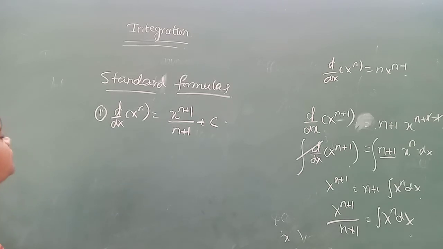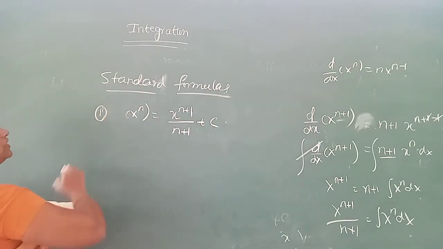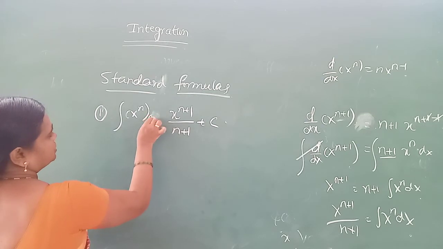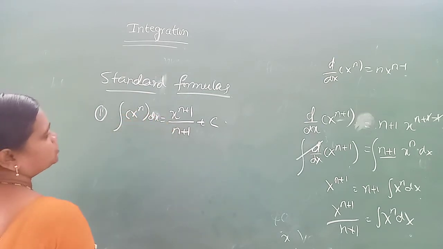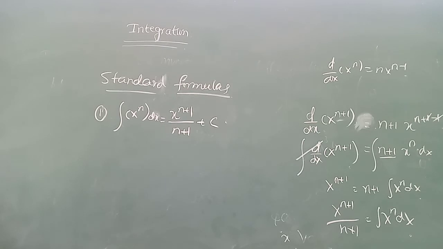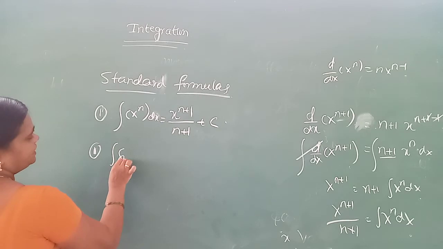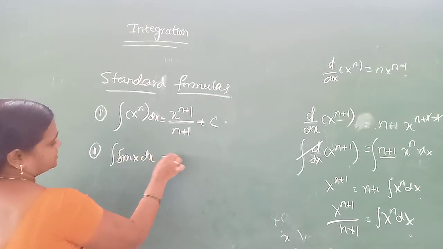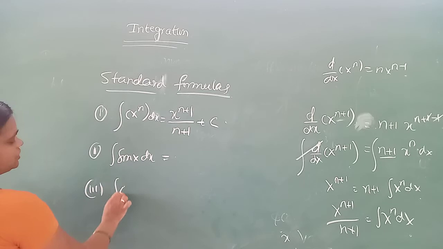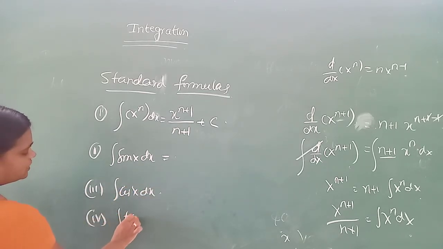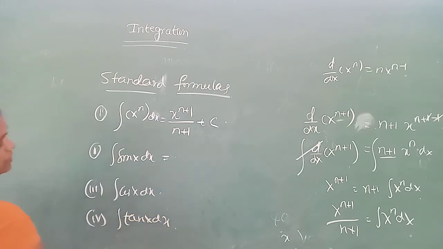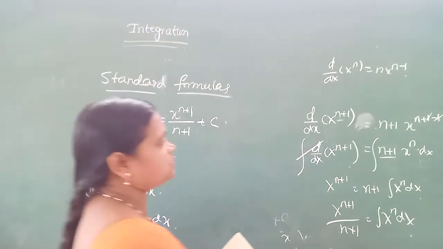This is not differentiation, I am sorry. This is integration. By mistake I have written it here. Integration of x to the power n is x to the power n plus 1 by n plus 1 plus c, as just now explained. Next, the second formula is integration of sin x dx. Third one is integration of cos x dx. Fourth one is integration of tan x dx. One by one I will explain how they exist.